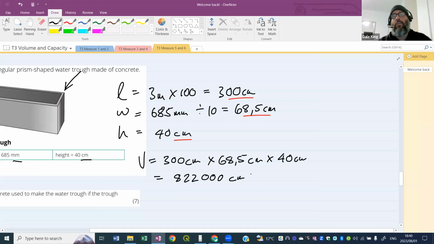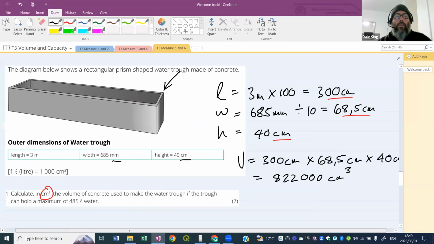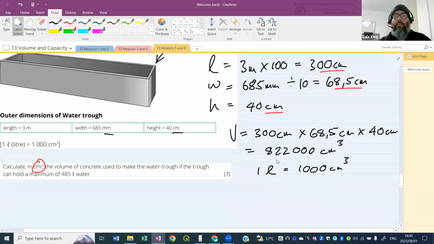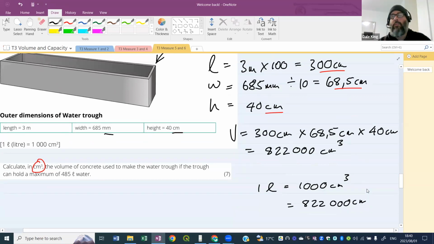We're going to do a cross multiplication. Like terms go together. Let me just write it out. So 1 liter is equal to 1,000 centimeters cubed. One times 822,000 divided by 1,000. I'll just write it out here. So we need to have 822,000 over here, and we're trying to work out what this number is over here.